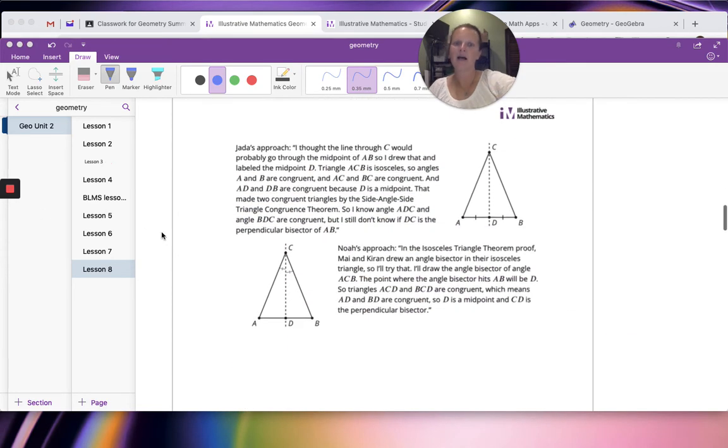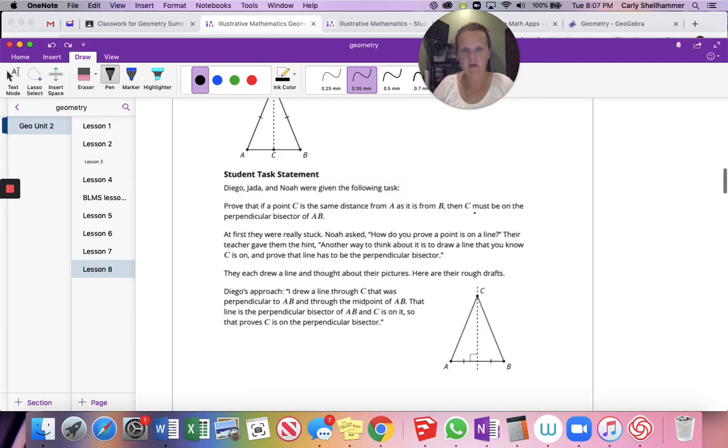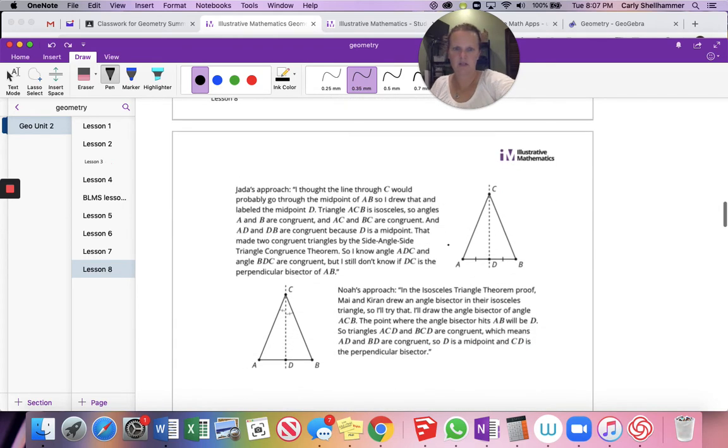Jada's approach: I thought the line through C would probably go through the midpoint of AB, so I drew that and labeled that point D. Triangle ACB is isosceles, so angles A and B are congruent. Oops. Sorry. Pen issues.